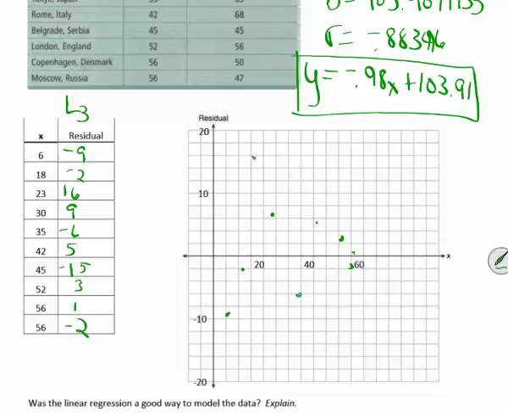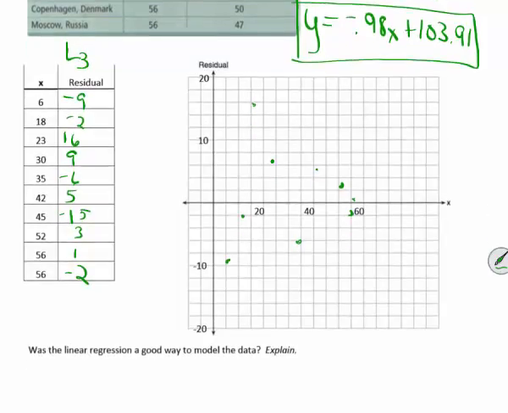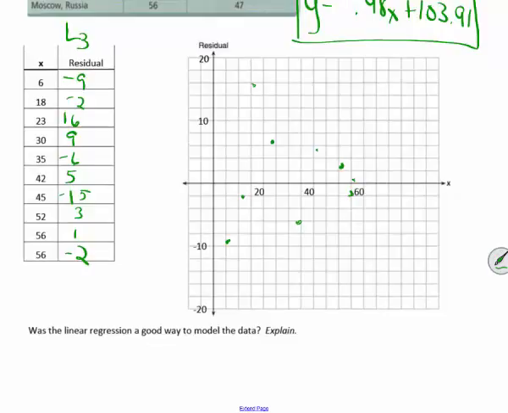Okay, so as you can see then, there really is absolutely no pattern. It's not making that nice U shape like in our other example. So was this a good way to model the data? Yes. There is no pattern in the residuals.